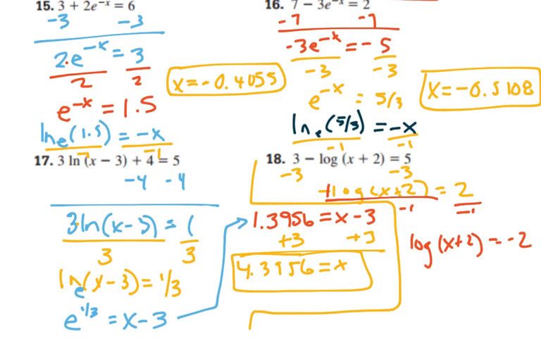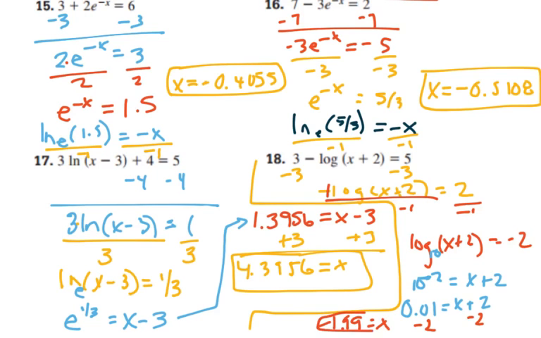Rewriting with our base of 10, we get 10^(-2) is going to equal x plus 2. So 10^(-2) is 0.002. Oh, no, sorry, 0.01. Either way, x plus 2, and so we'd subtract 2 from both sides, and we'd have negative 1.99 as our x. Gonna squeeze that in there. Sweet.